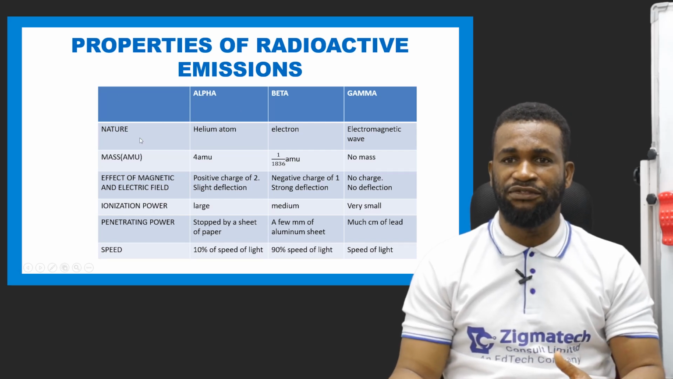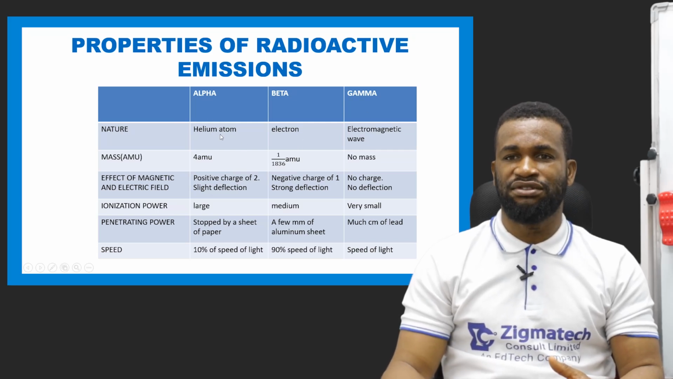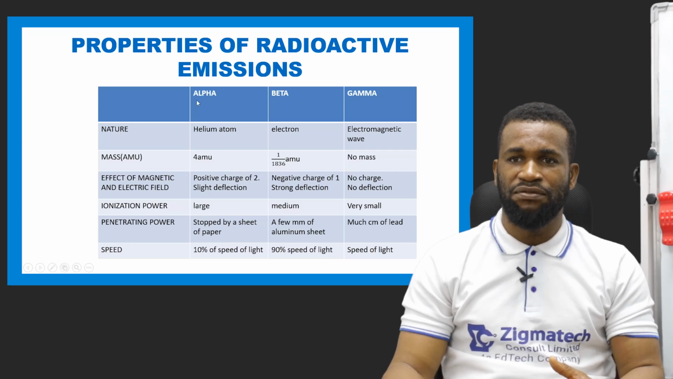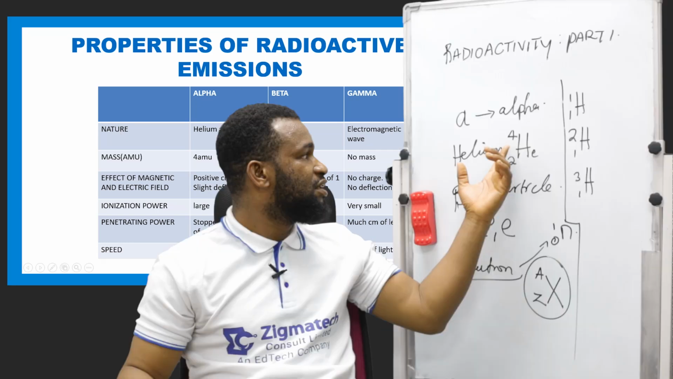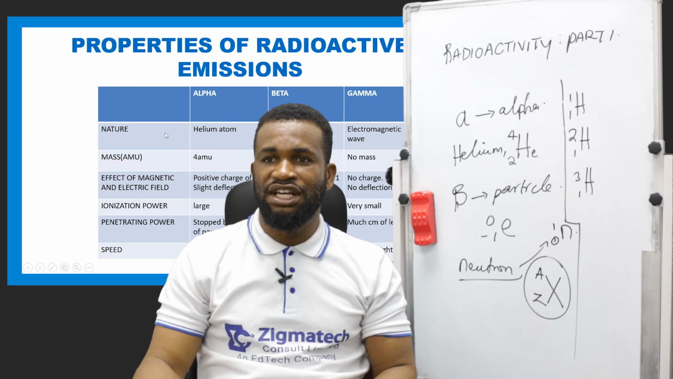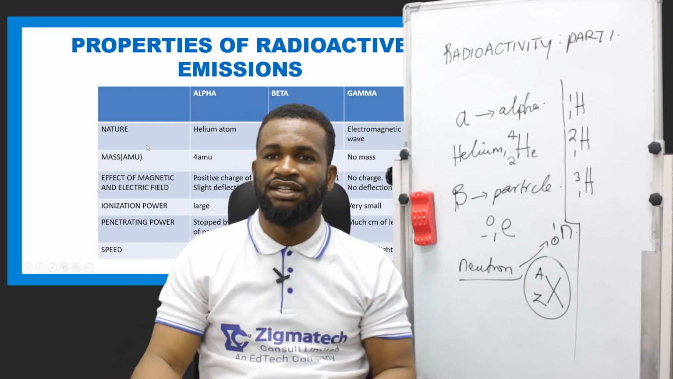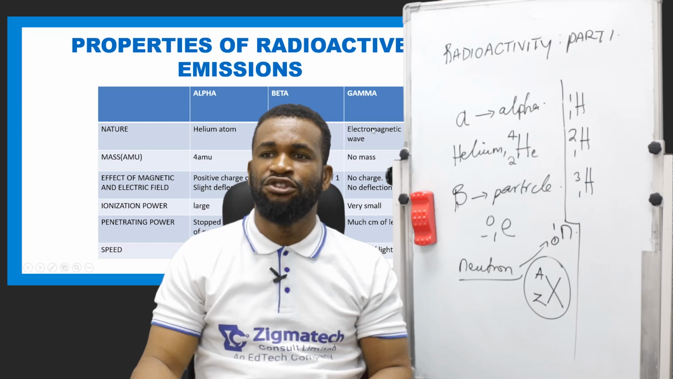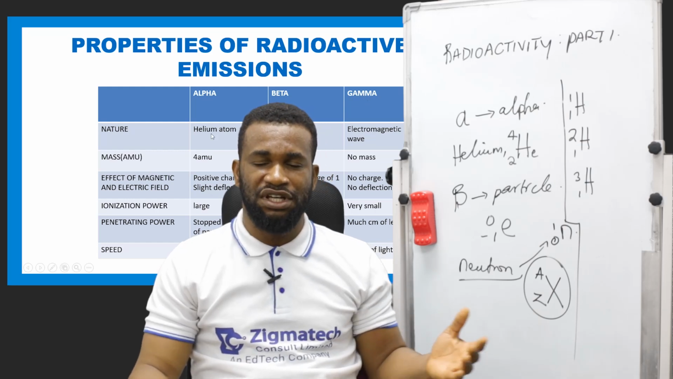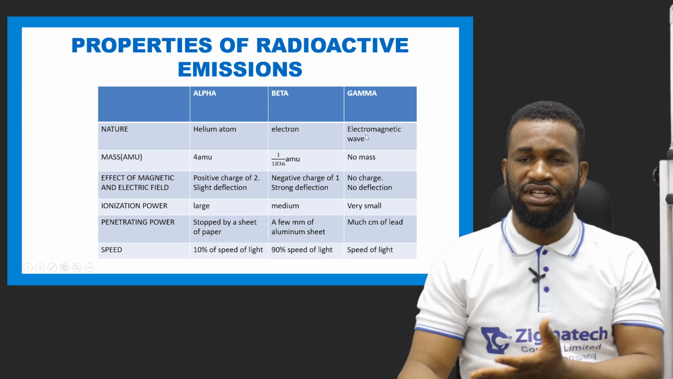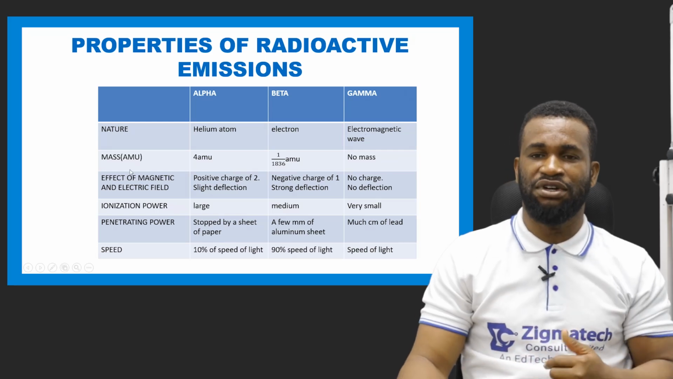Now, in this table, we are going to talk about the properties of all these emissions. Remember, we have different kinds of emission: alpha, beta, and gamma. This table tells us the nature of alpha is a helium atom. The nature of beta particle is an electron, with this symbol, and the gamma ray does not have any charge, and therefore it is an electromagnetic wave, just like we have shown you.